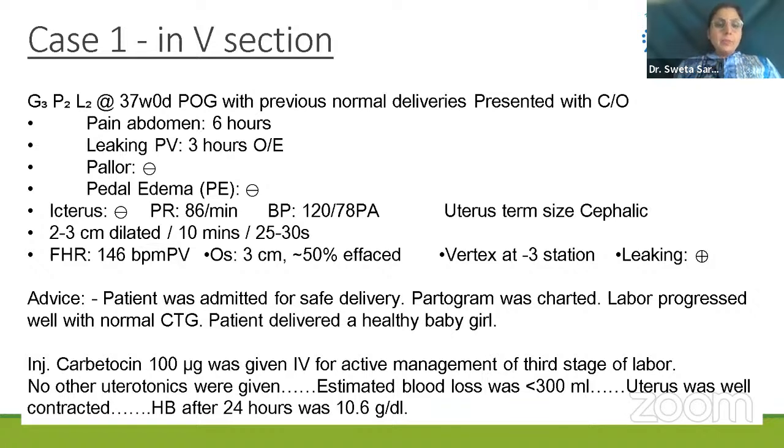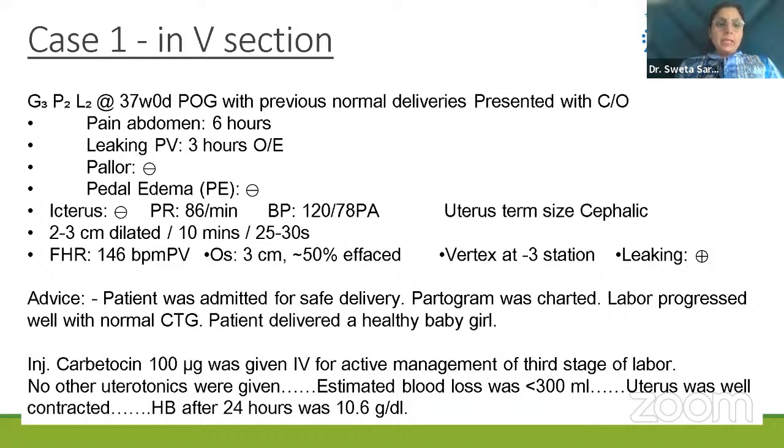So this is the first patient. This is a vaginal delivery case. Third gravida with previous two normal deliveries presented with complaints of pain abdomen for 6 hours and leaking for 3 hours. There were no other findings: pallor was absent, no pedal edema, no icterus. Vitals were stable. It was a term size cephalic presentation.